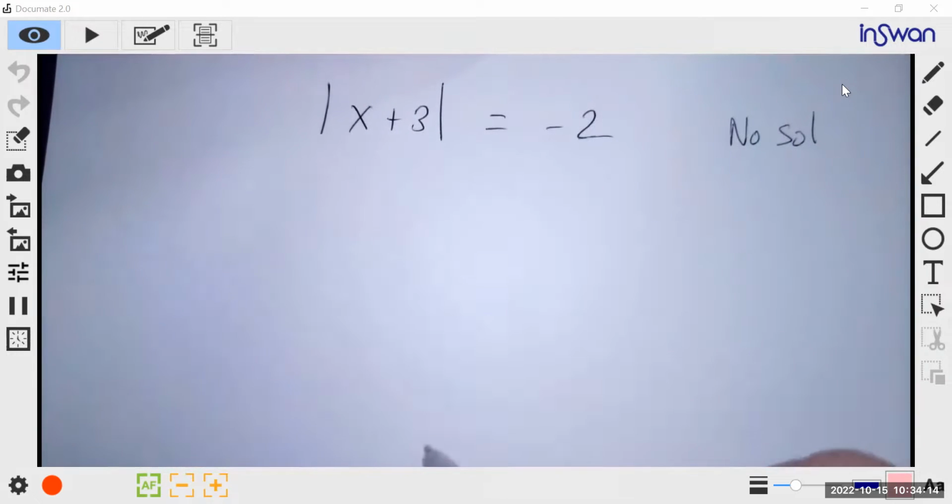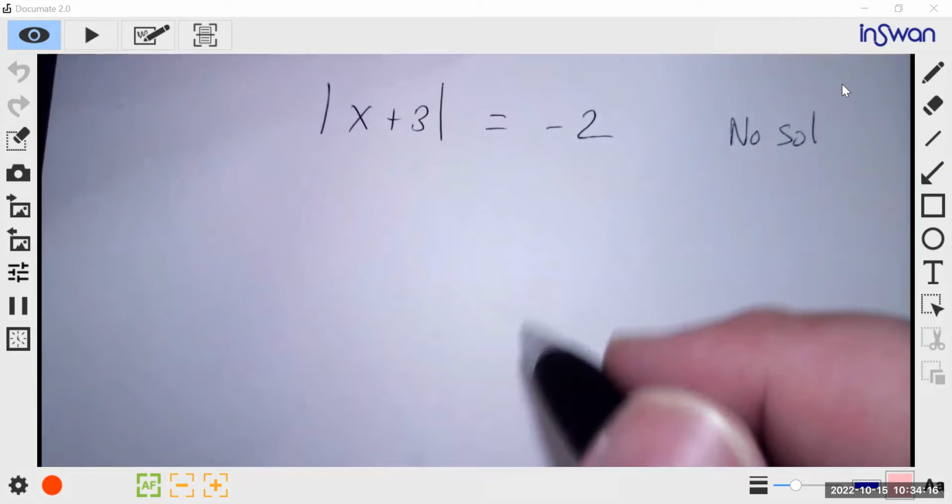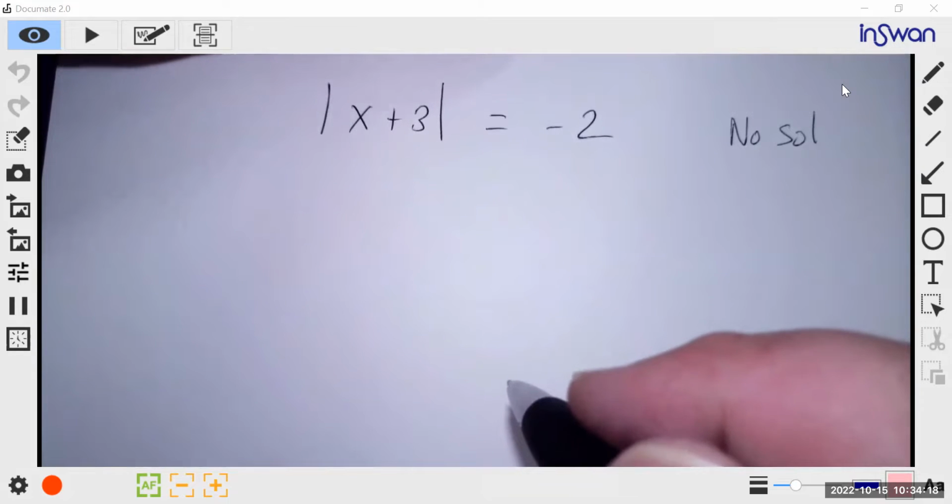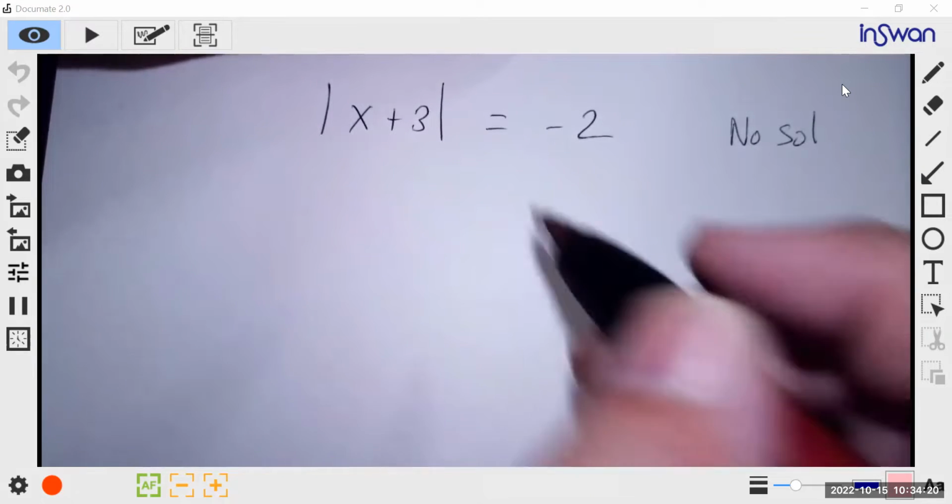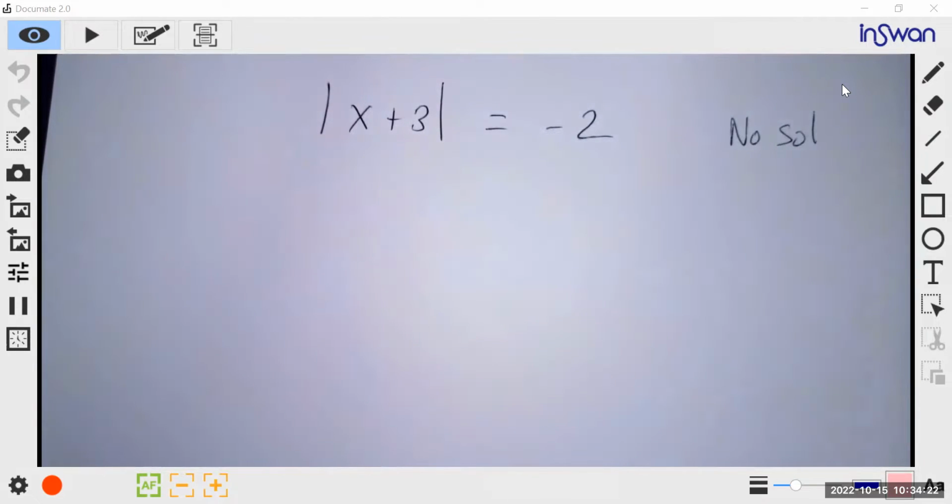Absolute value is going to equal negative. No solution. So once you isolate the absolute value and you drop it, just put a plus or minus in front of the answer and work it from there.